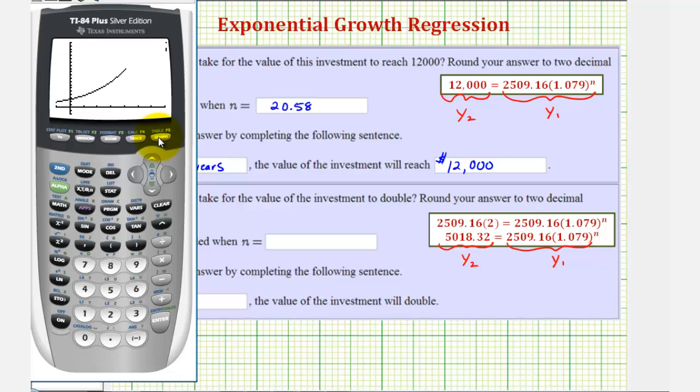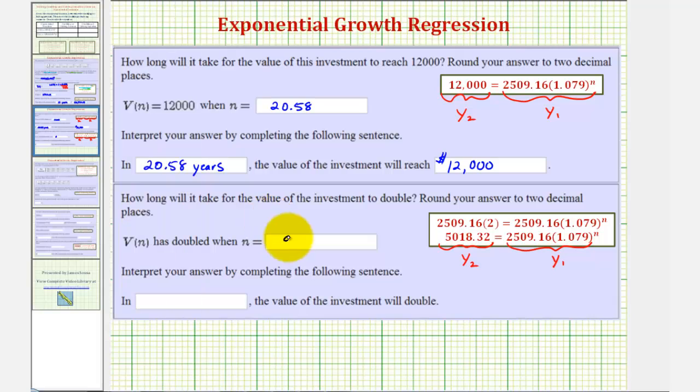There's the exponential model, and here's y equals 5,018.32. Our goal is to find the x-coordinate of this point of intersection, so we'll press second trace for calculate, option 5, and then enter 3 times. To 2 decimal places, this will be approximately 9.12. Which means in 9.12 years, the value of the investment will double. I hope you found this helpful.